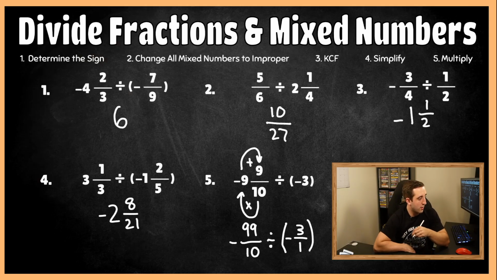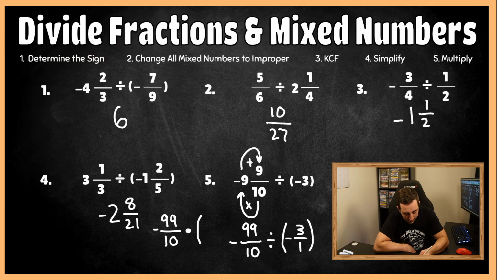And just to make sure I don't run into the webcam, I'm just going to write on the left side instead. So let's utilize keep, change, flip. So we're going to keep this the exact same at negative 99 over 10. Division is going to change to multiplying, and then we're going to flip it, so it's now negative 1/3. Check to see if you can simplify anything.